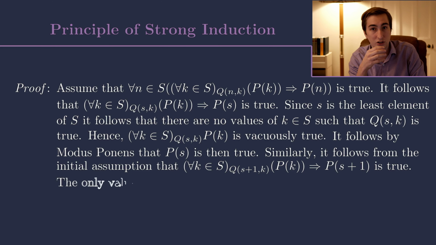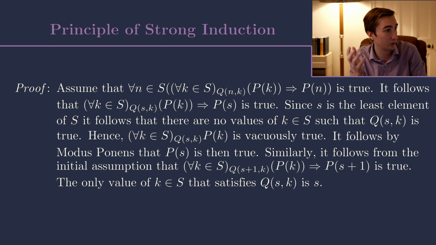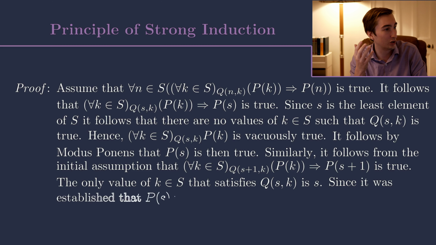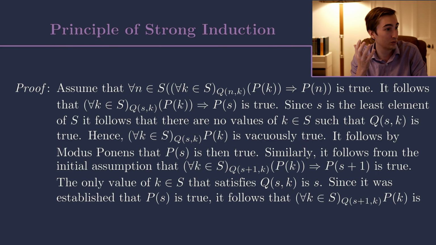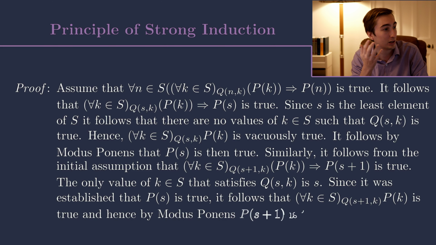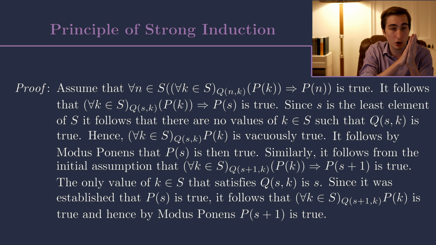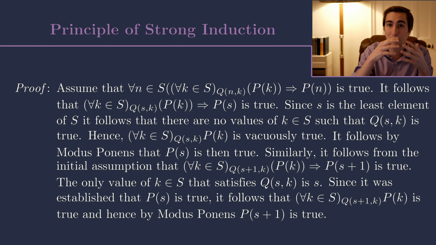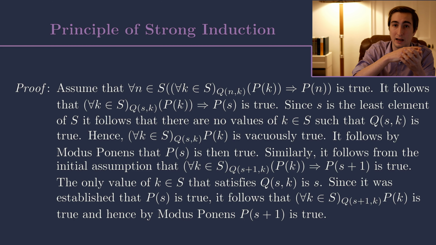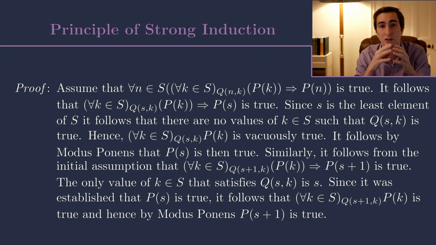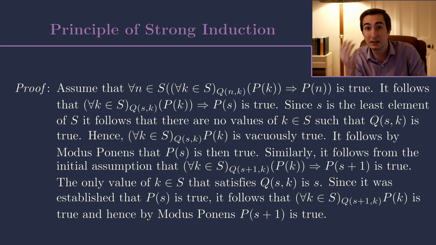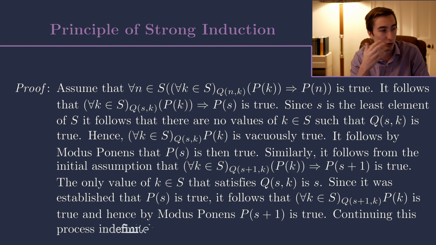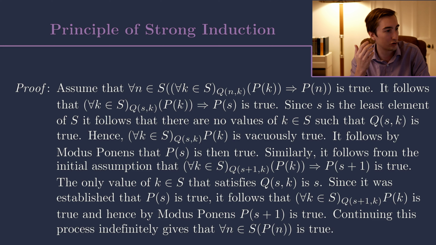So we're going to deduce again here that the left-hand side is true. Why is that true? Because P(s) is true. We've already deduced that. Because the only value of k that satisfies this predicate is s, and we know that P(s) is true by our previous step, we conclude once again by modus ponens that P(s+1) is true. And then we can continue this indefinitely. We're going to continue and show that P(s+2) is true, P(s+3) is true, and so on.